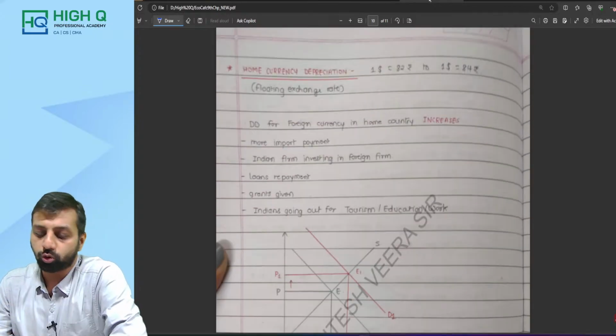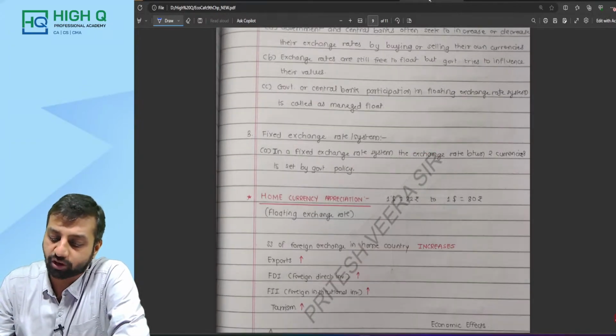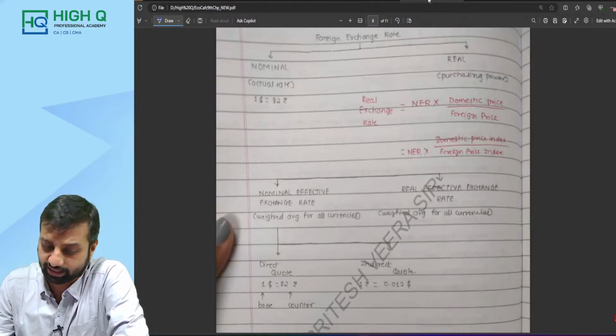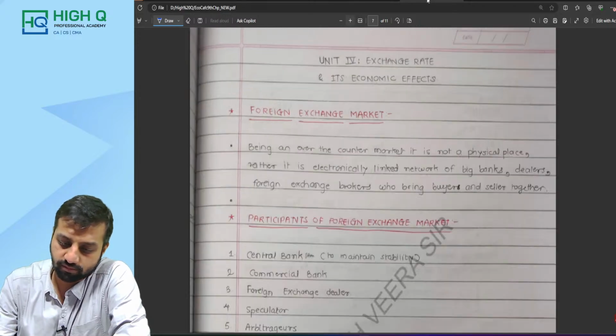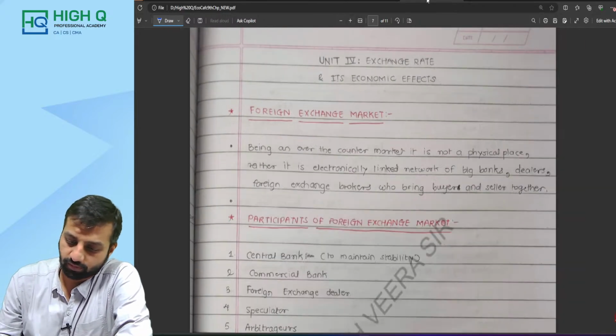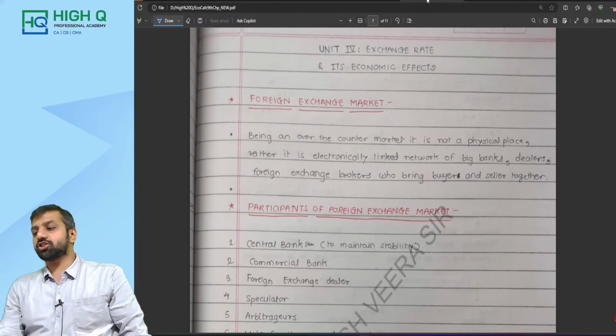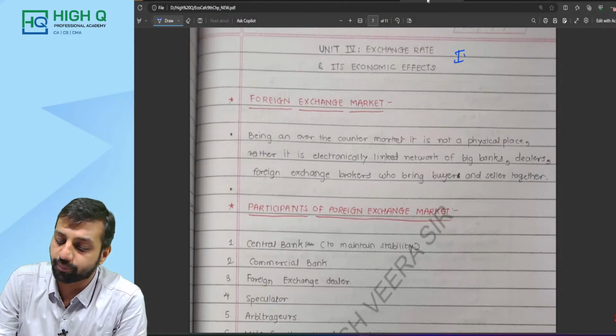So I'll go to unit number 4. Yeah, are we all clear with unit number 1, 2 and 3? What is exchange rate and its effects? Very important unit.